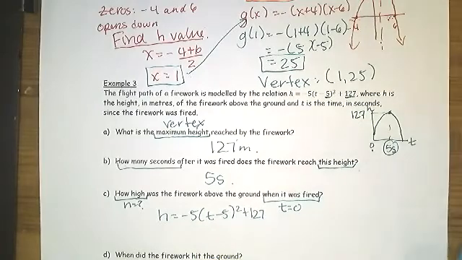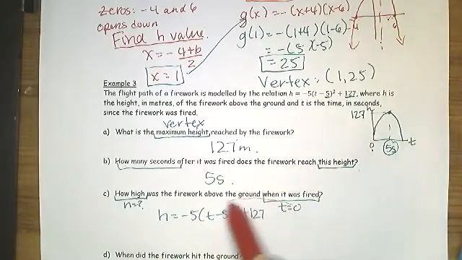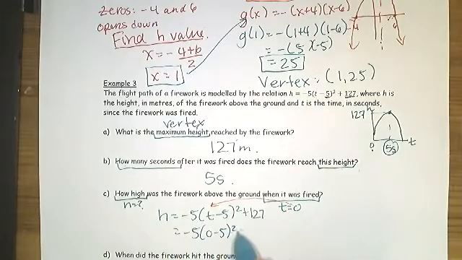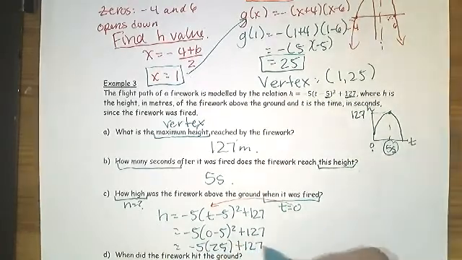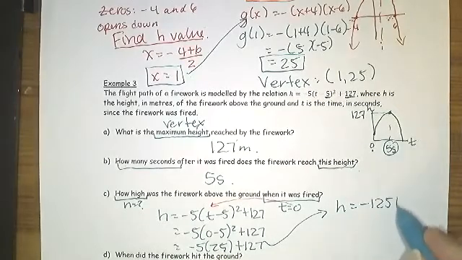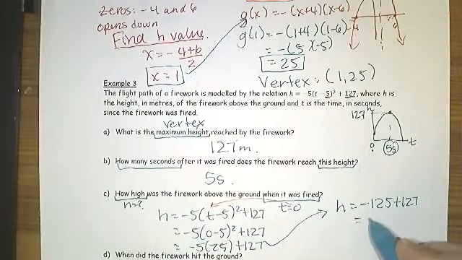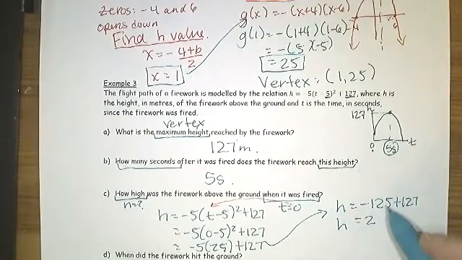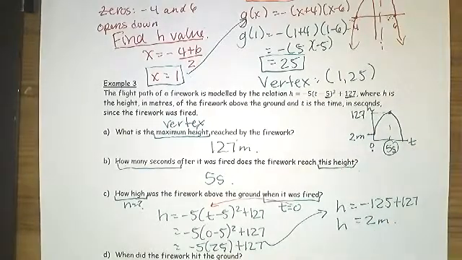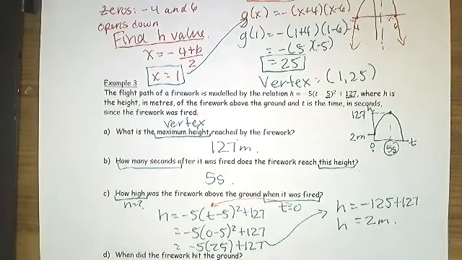So we're just going to write down our equation, and we'll substitute in our value of t equal to 0 right here into our equation. And then we'll just simplify that using our BEDMAS rules. Sorry, running out of room there. h is equal to -125 plus 127. So we get the height is 2 meters. So right here, we know it was at 2 meters above the ground when the firework was launched.